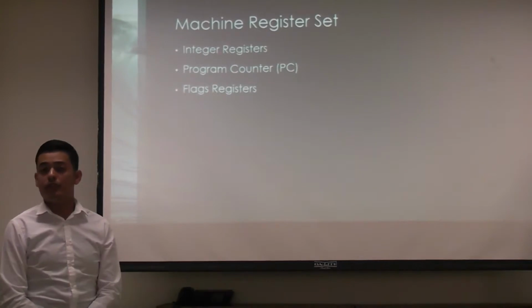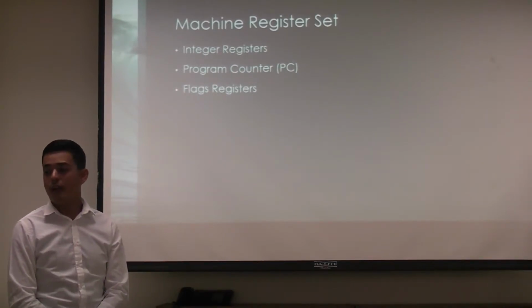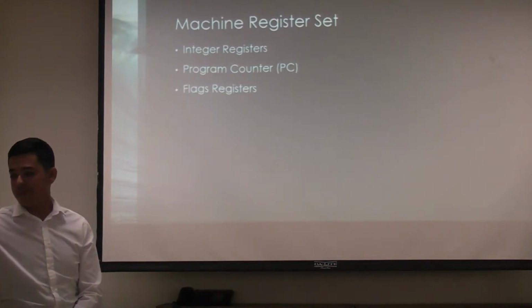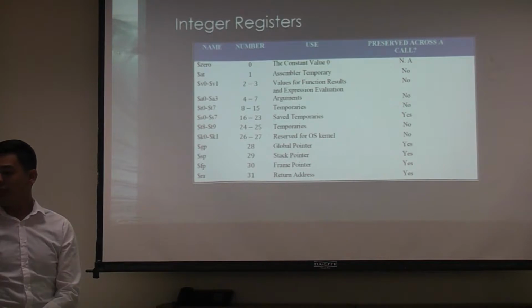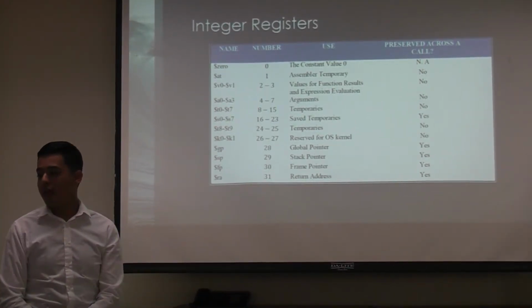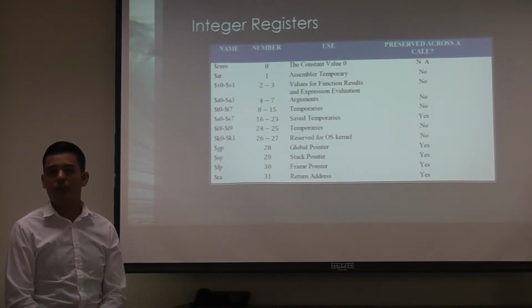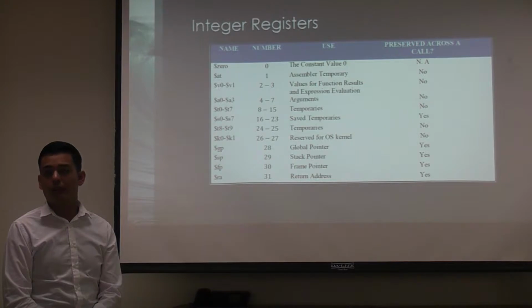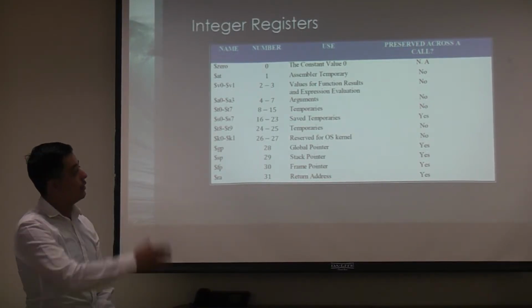Next we will go over the machine register set. This will include the integer registers, the program counter, and the flags register. So here we have the integer register set. This is the register set for what a MIPS machine would look like. Our register set is more general purpose, so they can all be written and read, and they don't really have as many special functions as these.